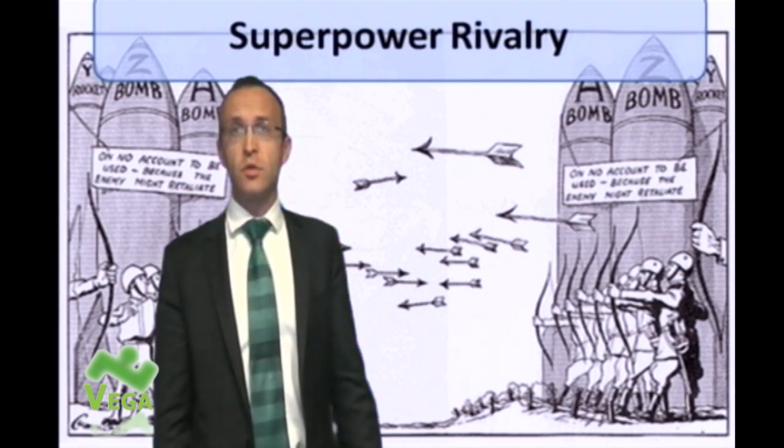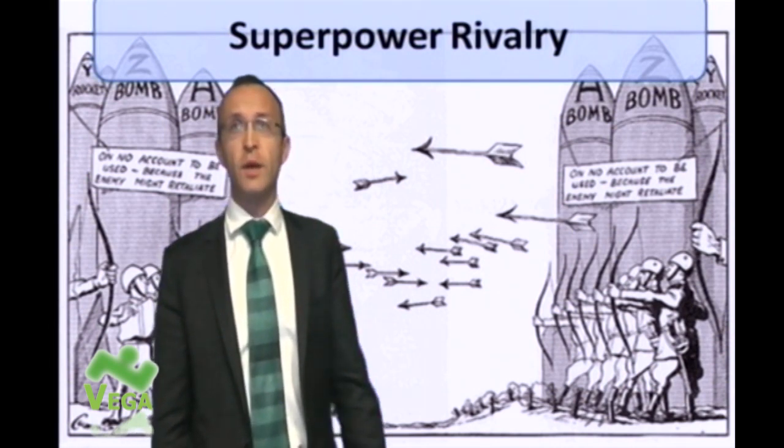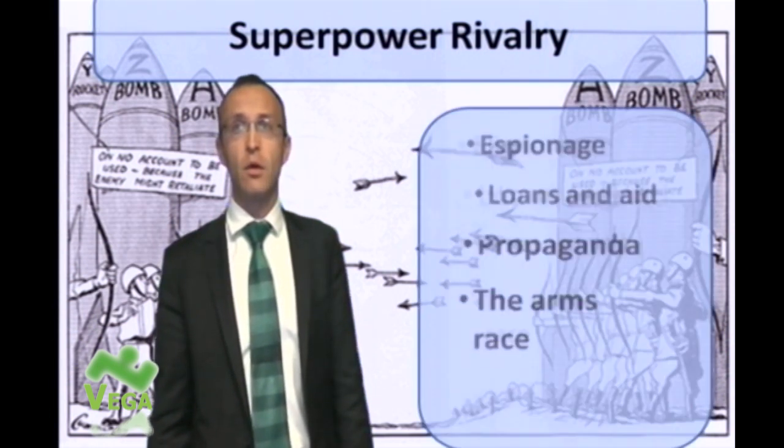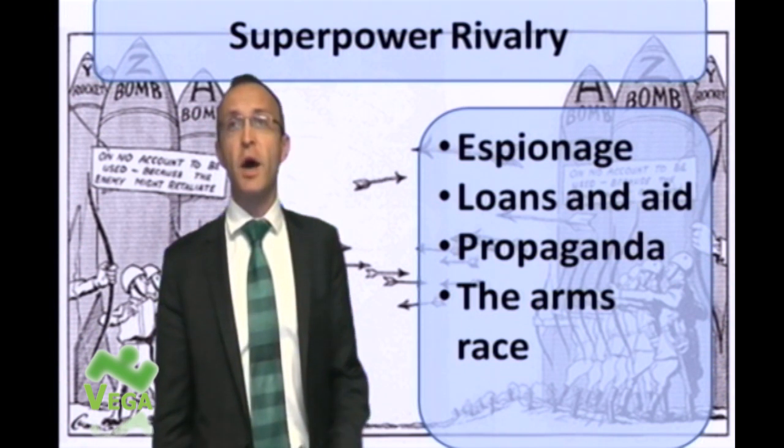So, the rivalry between the two superpowers, the USA on the one hand and the Soviet Union on the other, was the defining feature of the post-war period, what we come to refer to as the Cold War. The Cold War was fought in four main ways and with four main tools. It was fought through espionage. The great powers spied on one another in order to discover one another's military and industrial secrets.